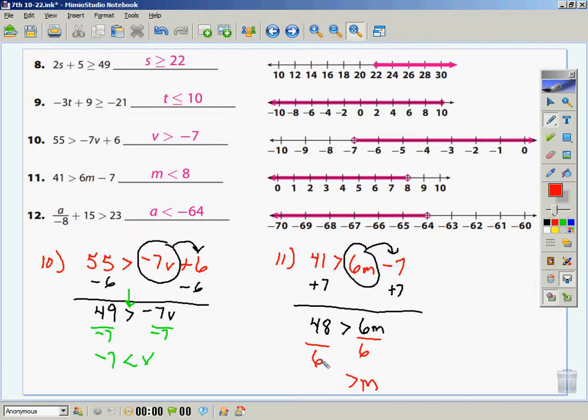48 divided by 6 is 8. Again, I would write 8 is greater than m. They wrote m is less than 8. It's the same thing. Okay? It's going to take an open circle on 8 because it can't be equal. And since the m is getting smaller, I have to go to the left.